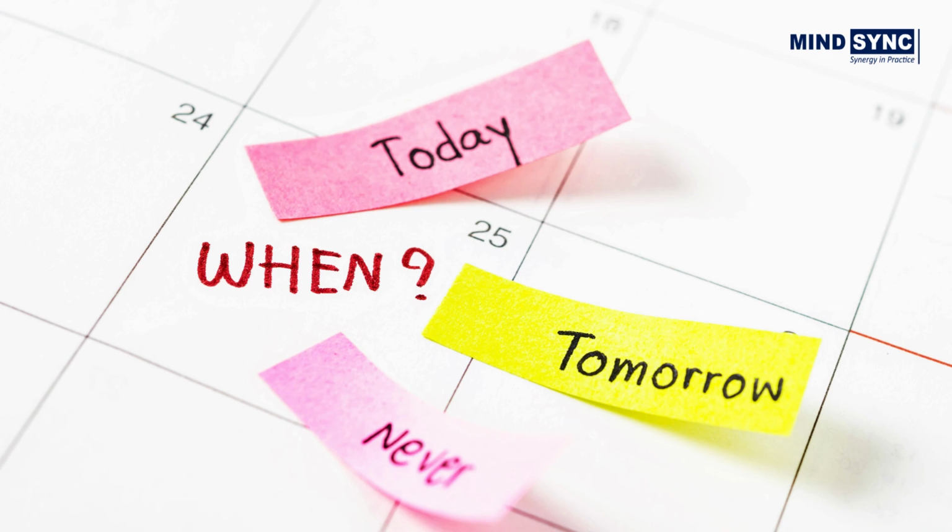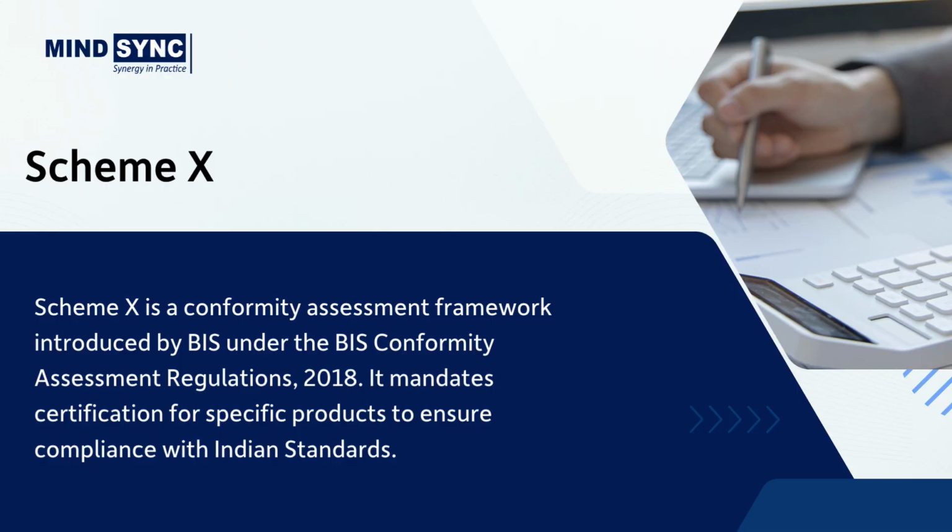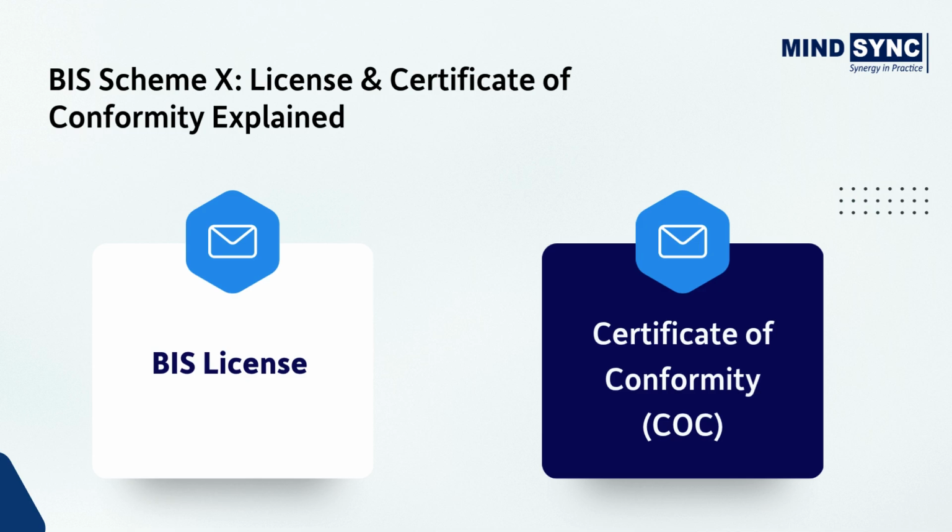Now moving to the effective dates. It's mandatory from September 1, 2026. This order falls under Scheme X of BIS, which is a conformity assessment framework introduced by BIS under the BIS Conformity Assessment Regulations, 2018. It mandates certification for specific products to ensure compliance with Indian standards. Under it, you can apply either for a BIS license or certificate of conformity.